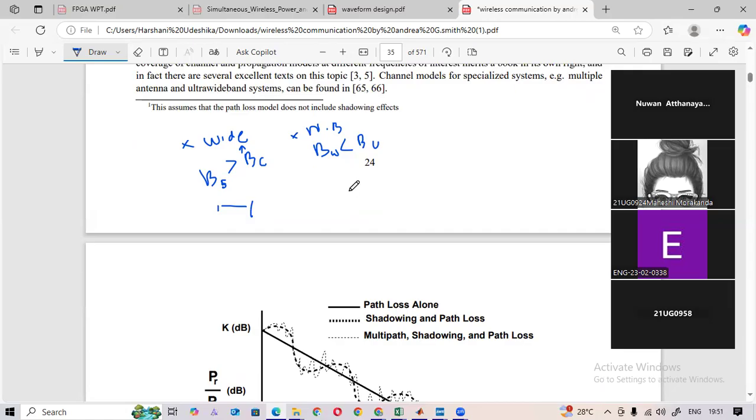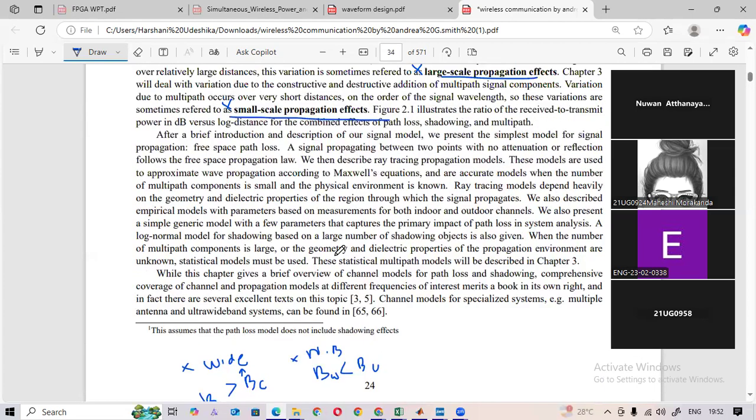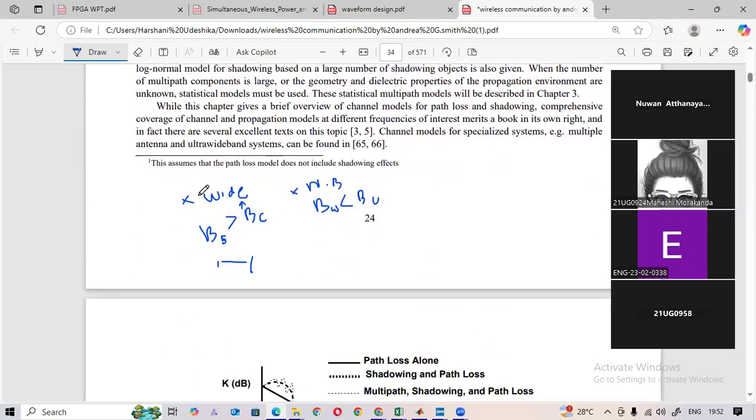So that kind of information may be there. Okay, so just learn wideband and narrowband systems. So the large scale propagation effect is called the propagation effect, and also wideband and narrowband.